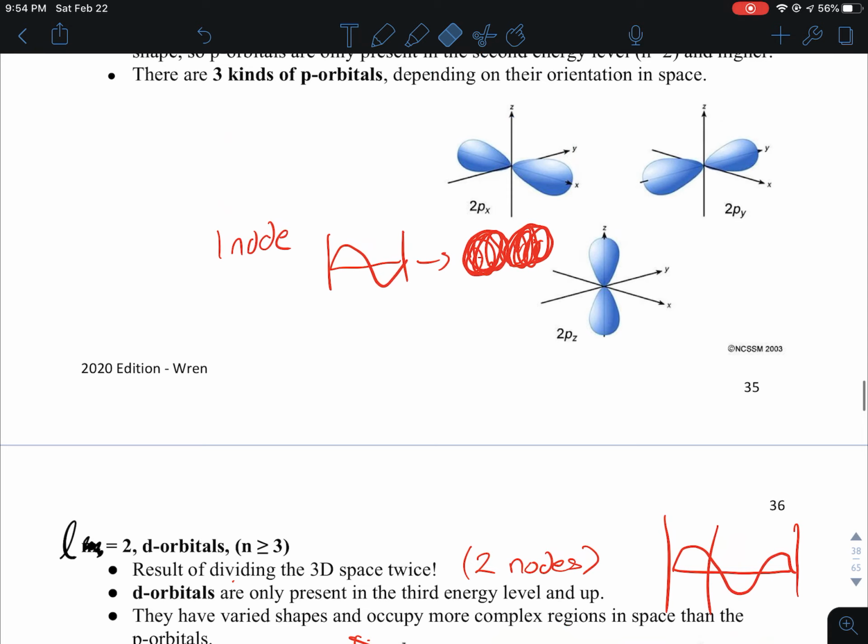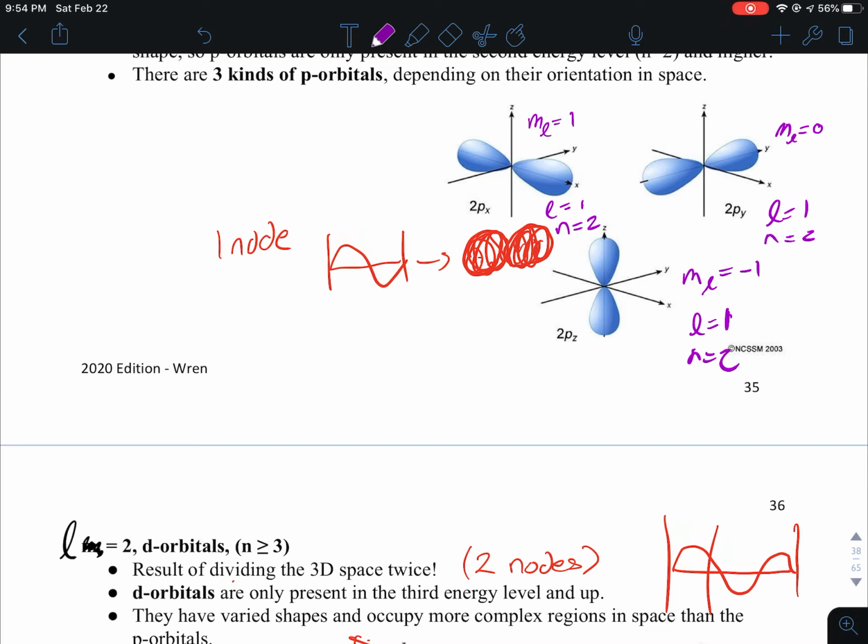So up here we could go back to this one, and we can think about this shape here, this px, as ML equals 1. Py would be ML equals 0. And pz would be ML equals minus 1. For all three of them, L is equal to 1, and for all three of them, n is equal to 2.